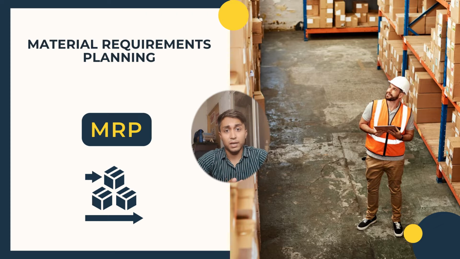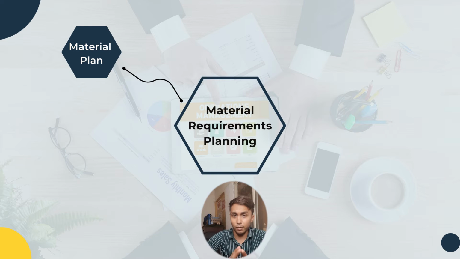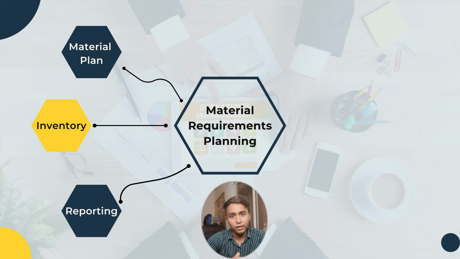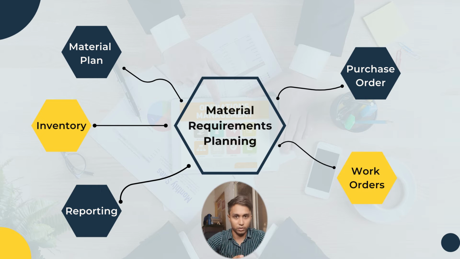There are a few aspects of it. The first aspect is the material plan. Obviously, before ordering you will plan for the material. Then inventory management, then the third one is reporting, then purchase order, then work order. So these are the few aspects of the MRP, material requirement planning.